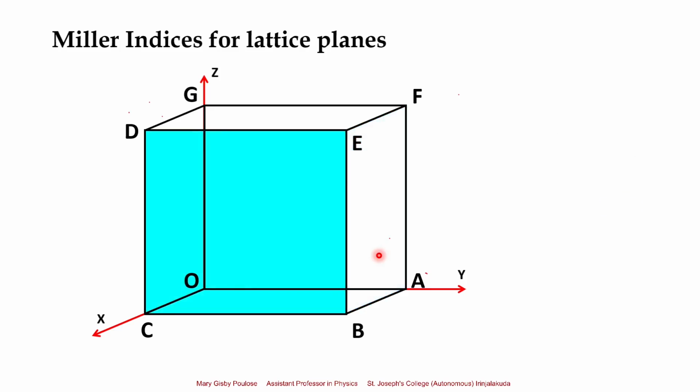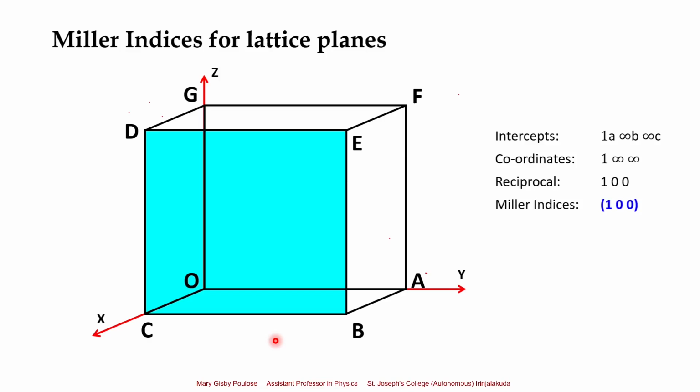Now let's look at another plane and find its Miller index. So we are taking this plane BCDE, and to find its Miller index, first let us find its intercepts on the coordinate axis. The intercepts are 1a, since it cuts the x-axis, then infinity b, since it does not have any intercept on the y-axis, and infinity c, because it does not have any intercept on the z-axis. Now the coordinates will be 1, infinity, infinity by removing the basis vectors a, b, c. And the reciprocal here will be 1, 0, 0, and hence the Miller index is written in curved brackets (1 0 0). So the Miller index of this plane is (1 0 0).